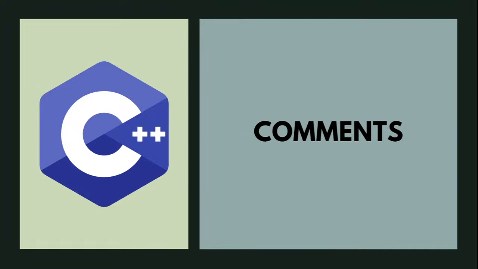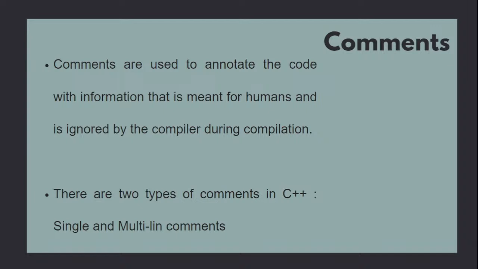We'll continue with comments. So starting with that, comments are used to annotate the code. Comments are used to annotate or beautify your code with information that is meant for humans. And whatever you add in a comment will be completely ignored by the compiler during compilation. So your computer or your compiler or your machine language don't need this. Who needs it? It is actually only for the humans who are reading.